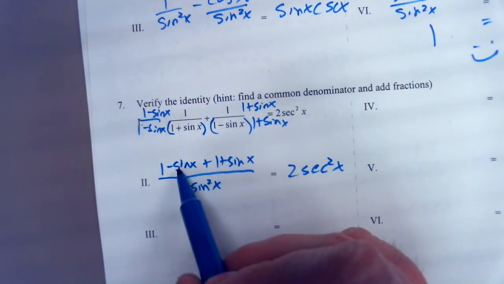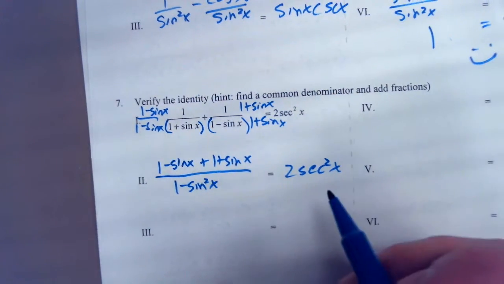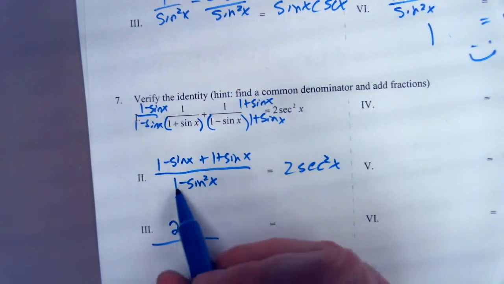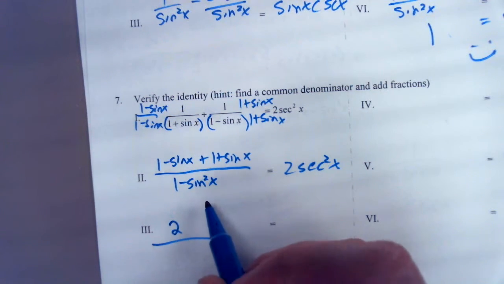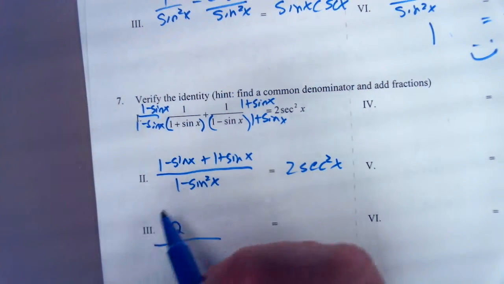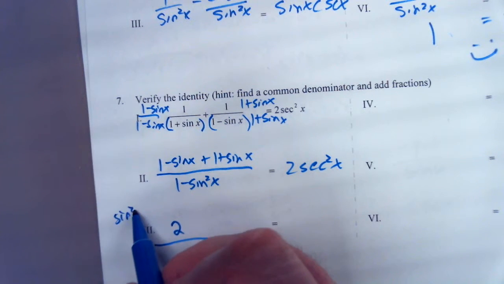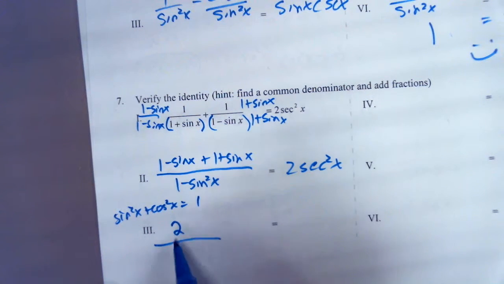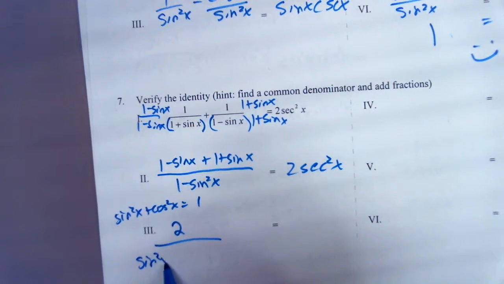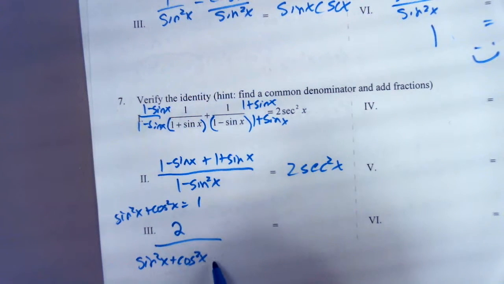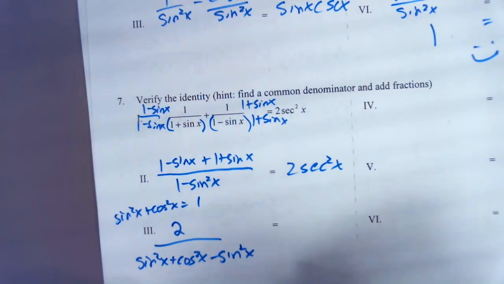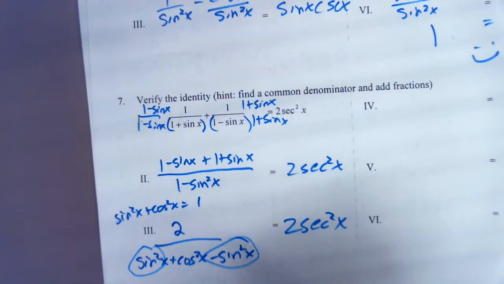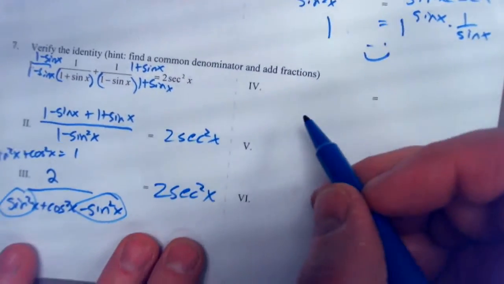On the top, if you see, we have a negative sign and a positive sign, so they're going to go away, leaving me with 2. And on the bottom, I have 1 minus the sine squared. Again, we're going to use that Pythagorean identity that we used before, the sine squared x plus the cosine squared x equals 1. So I'm going to write this as the sine squared x plus the cosine squared x minus the sine squared x. And the positive sign and the negative sign go away.